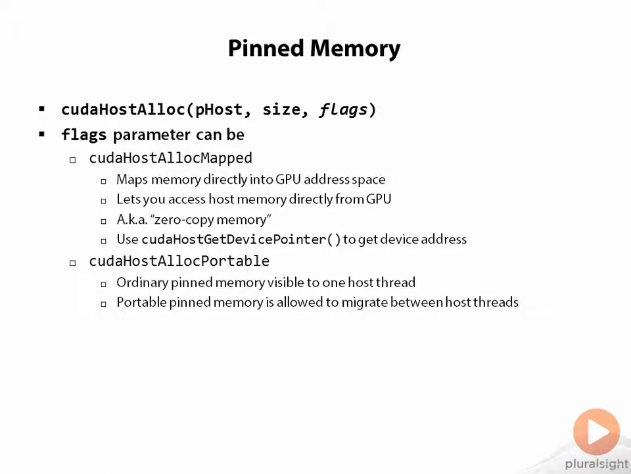Alright, so the next type of flag that you can set is host alloc portable, and this solves a particular problem with the fact that ordinary pinned memory is visible only to one host thread, which means that if you try to queue up async operations on the other threads, then everything will go wrong. Things will just go bad. And that's why we need portable pinned memory, which is allowed to migrate between host threads.